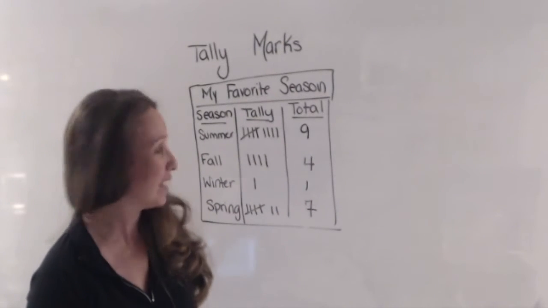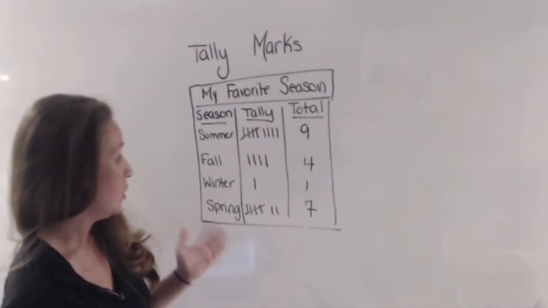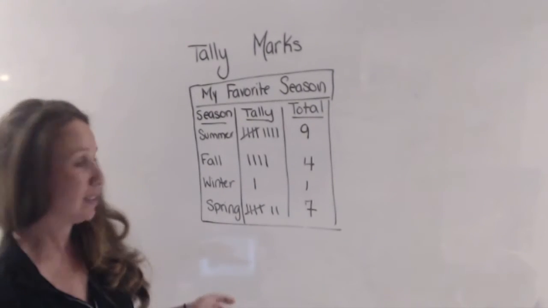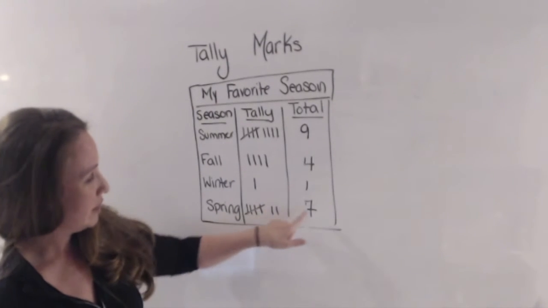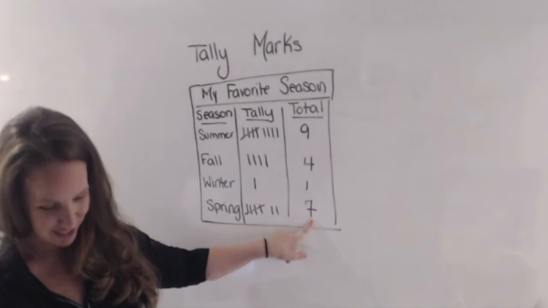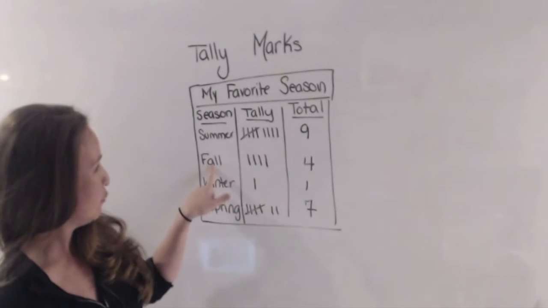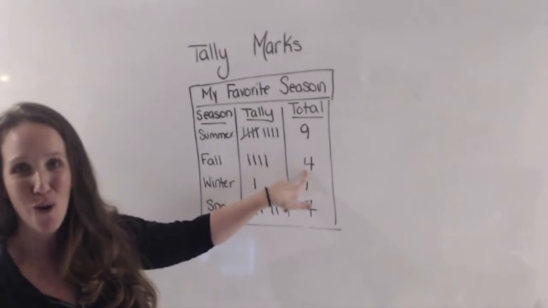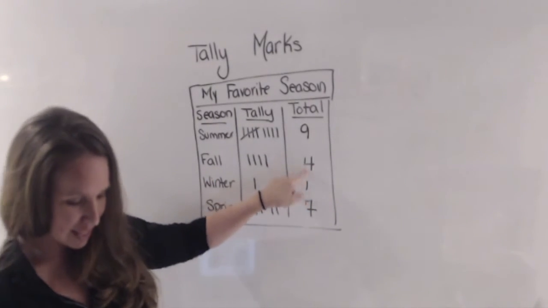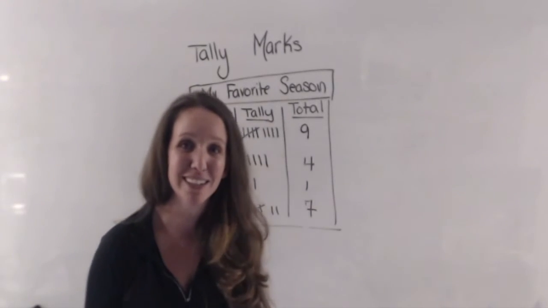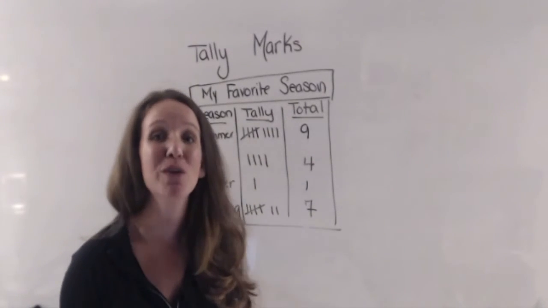How many people liked spring best? Well, so how many people liked spring? Let's look at our total for spring. That was 7. How many people like fall best? Fall, 4. And the last one says how many people were surveyed, which means how many people voted.